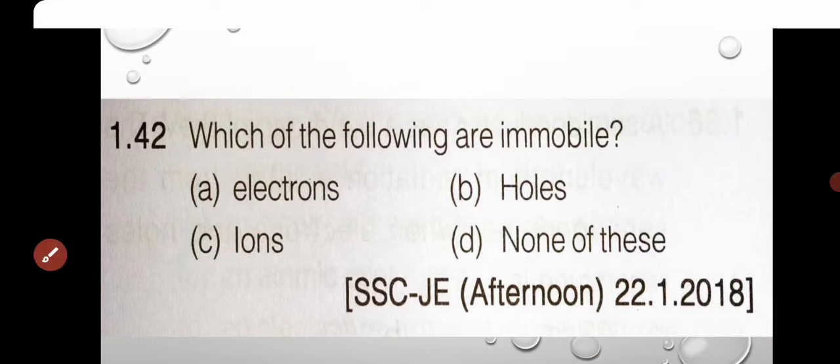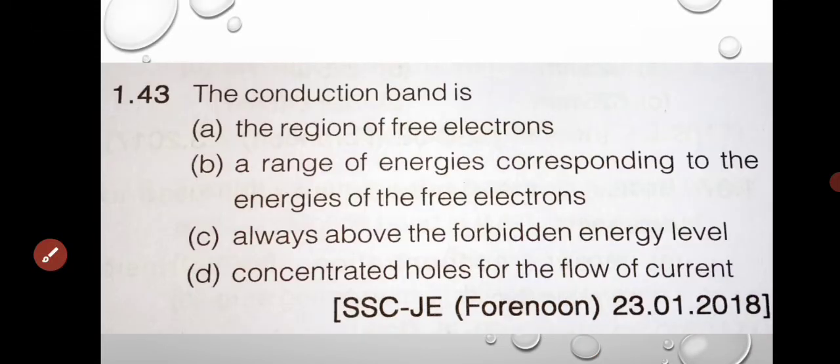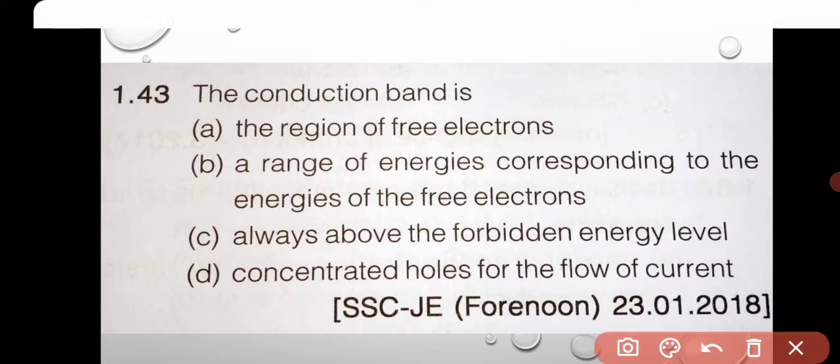Now the next question is: the conduction band is option A, the region of free electrons or range of energies corresponding to the energies of the free electrons always above the forbidden energy level. Option D, concentrated holes for the flow of electrons. Its correct answer will be option B, that is a range of energies corresponding to the energies of the free electrons.